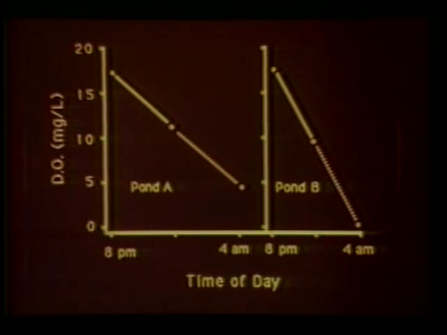In pond A, the dissolved oxygen was measured at 8 p.m. and again at midnight, and the values were plotted and a straight line was drawn to connect them. From the value observed at midnight, the line was extended to dawn. In this case, the extended line is dotted. In this example, pond A should have adequate oxygen at dawn, while pond B probably will not.